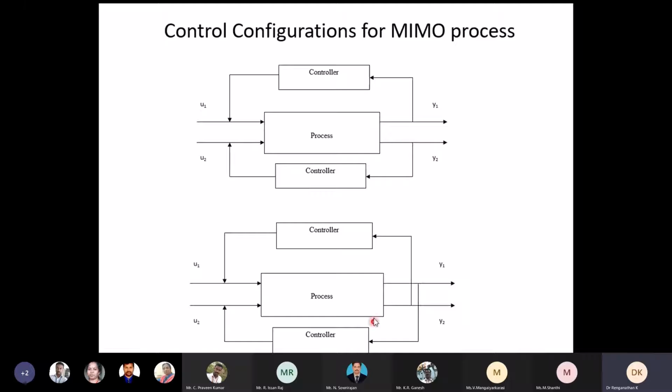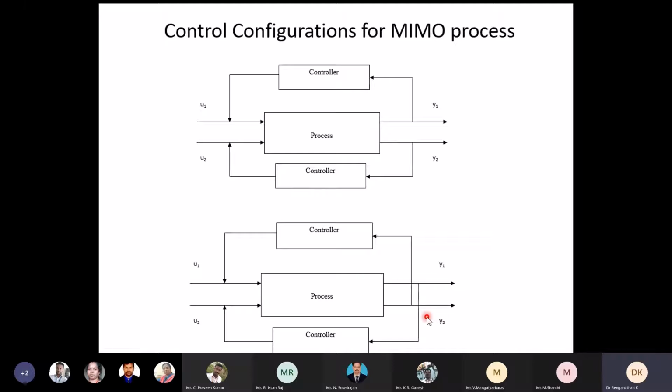Whereas this is another MIMO process where, as you can see here, the first input and the second output are involved. The controller is taking action based on the second output, and here the controller is taking action based on the first output. This is what we call process interaction. So when we go for a MIMO process, we have to consider the interactions occurring in the process.